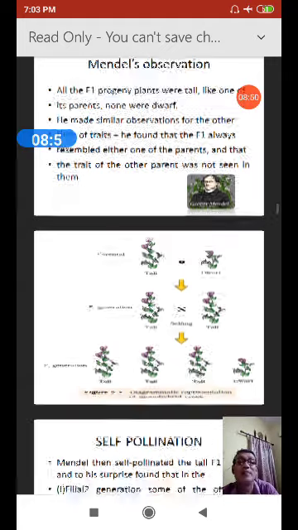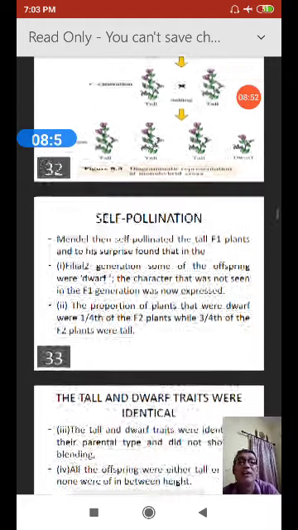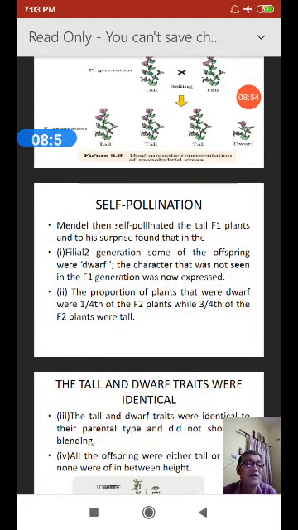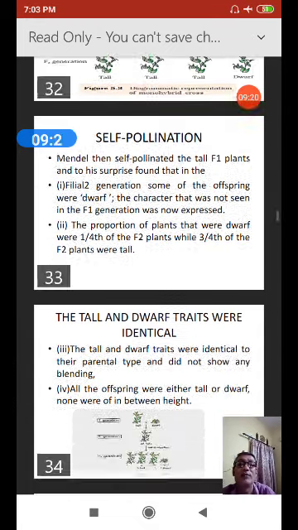So we come back to self-pollination to elaborate the discussion. It is a very interesting basic of genetics. When the tall F1 plants were self-pollinated, to the surprise, it was found that in the F2 generation some of the offspring were dwarf. The character that we had not seen in the F1 generation was now expressed. The proportion of dwarf plants was 1/4 of the F2 plants, and 3/4 of the F2 plants were tall.